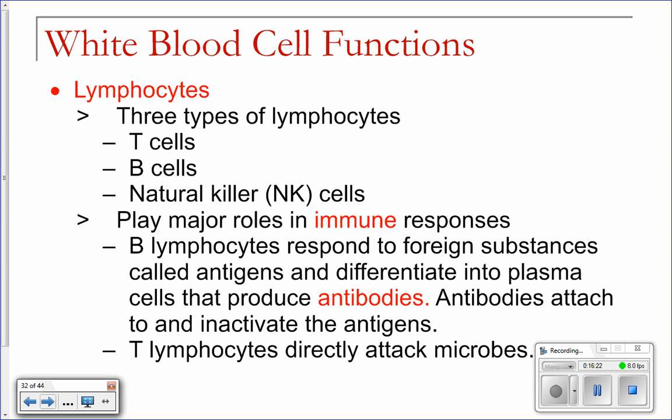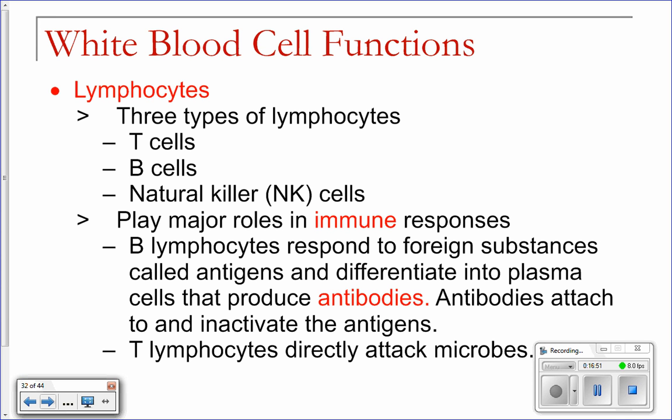Lymphocytes. You have three types of lymphocytes: T lymphocytes, B lymphocytes, and natural killer cells. Natural killer cells are very, very involved in your immune response. B lymphocytes are going to be one of the types of cells that is recognizing bad things in your body.